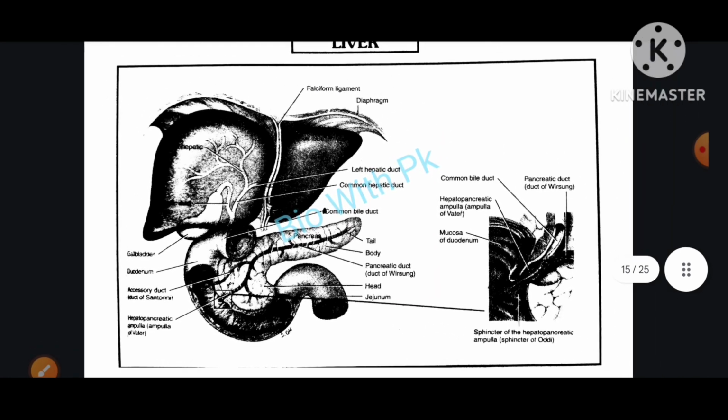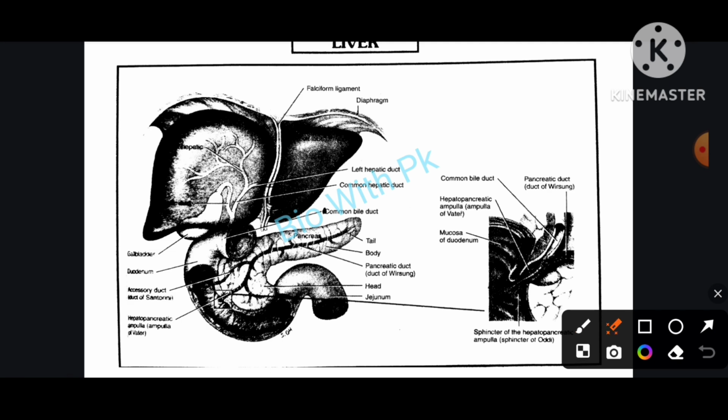Liver, falciform ligament, diaphragm, gallbladder, duodenum, accessory duct, body, tail, pancreatic duct, common hepatic duct, common bile duct, left hepatic duct.